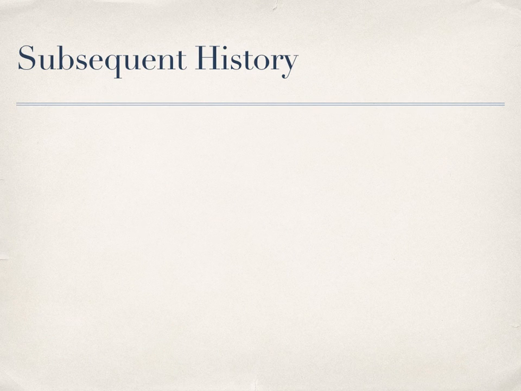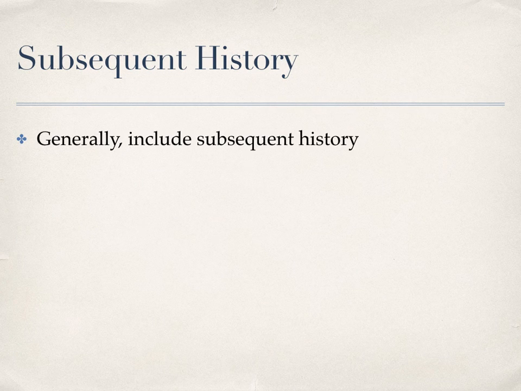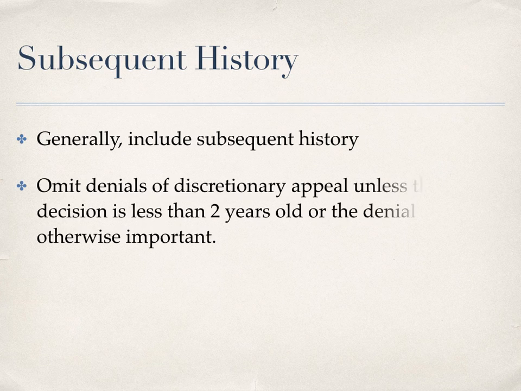Let's dive a little bit deeper into subsequent history. Under Rule 10.7, generally you're going to need to include any subsequent history of the case that you've cited. A few things we're going to omit include denials of discretionary appeals, unless the decision is less than 2 years old, or the denial of the discretionary appeal is otherwise important. You can think of this as denials of cert or denials of petitions for leave to appeal in the Illinois system.